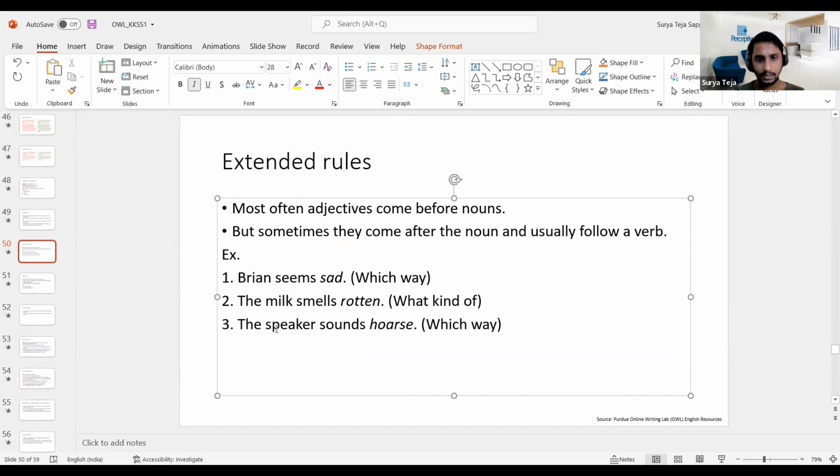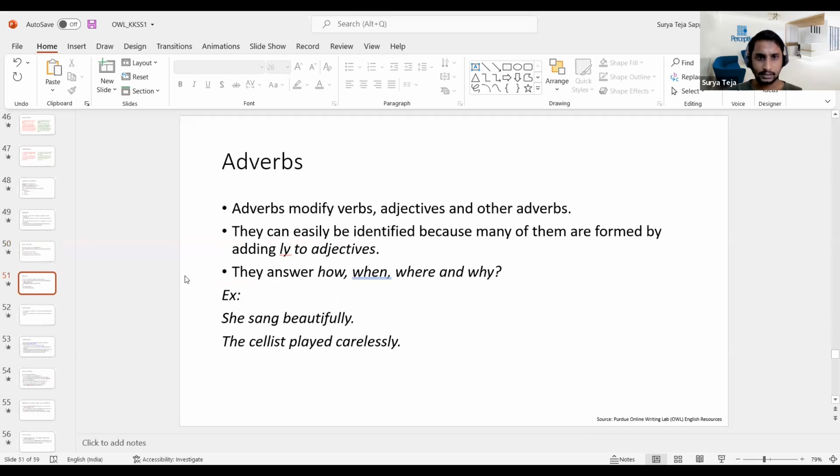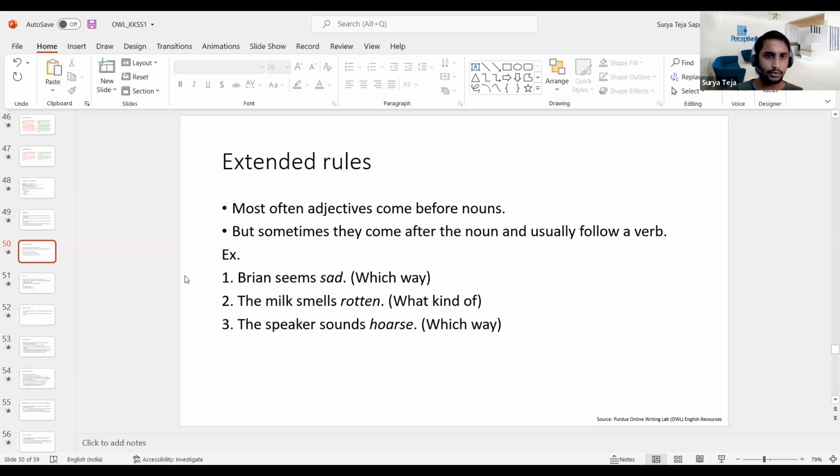And the same goes with the third sentence too. The speaker sounds hoarse. So we are talking about which way the speaker is talking or sounding. He's talking rough. That's what we have said here. So these are some basic or extended rules of adjectives and their application in any sentence. So these are about adjectives, and I'll talk in more detail about adjectives and adverbs, how they confuse us in sentences in the coming slides.